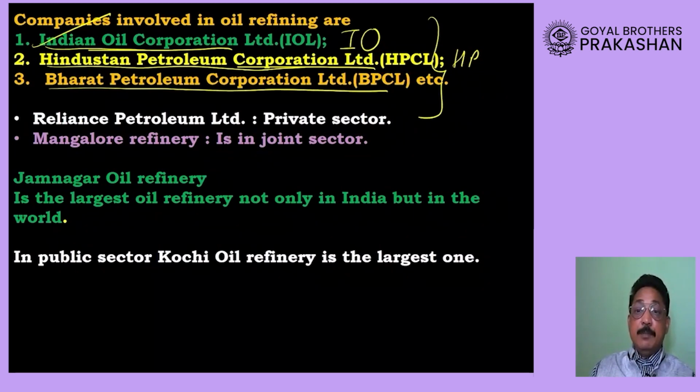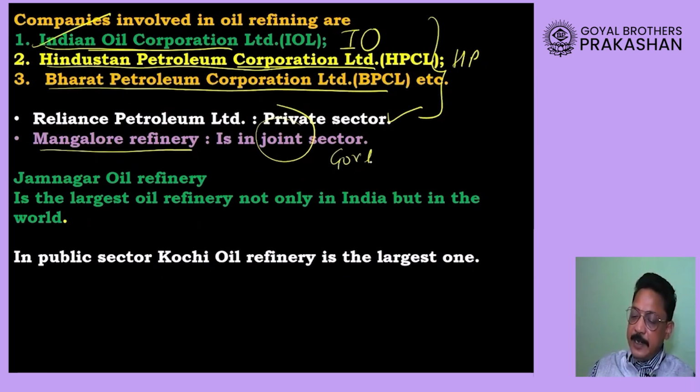So they are in the public sector. Reliance is in the private sector, whereas Mangalore Refinery is in the joint sector. Joint sector means where there is investment from government and private sector together. We call it by the name joint sector.